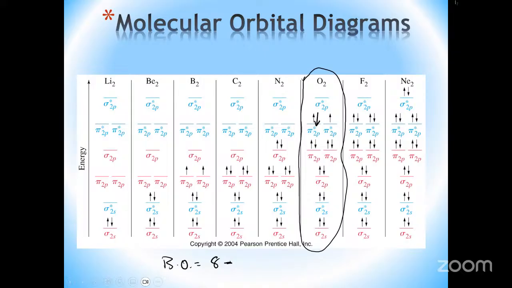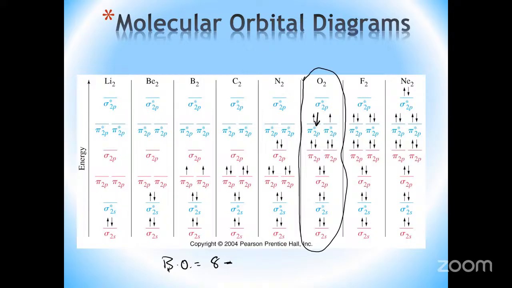Okay, let's see what this person says. 6, let's see here. 2, 4, and 1 here. So actually it's not 6, it's 5. All right? You have 2 here, you have 2 here, and 1 here, right?